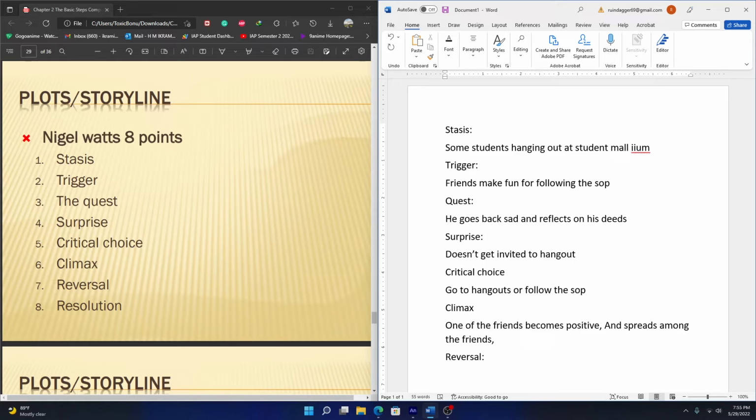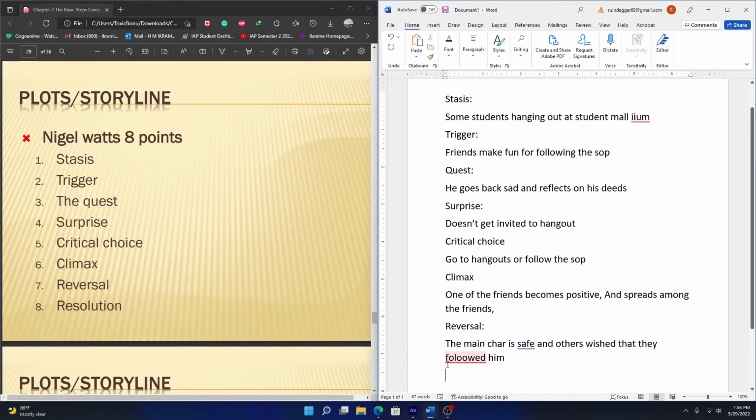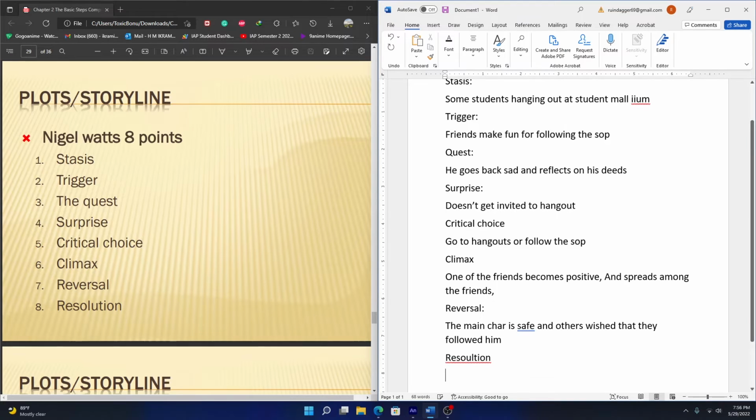So the reversal will be that the main character is safe and the others wish that they had followed him. Okay, and the last part is the resolution. The resolution will be that they all start to respect the main character, start hanging out with him, and follow the SOP strictly.